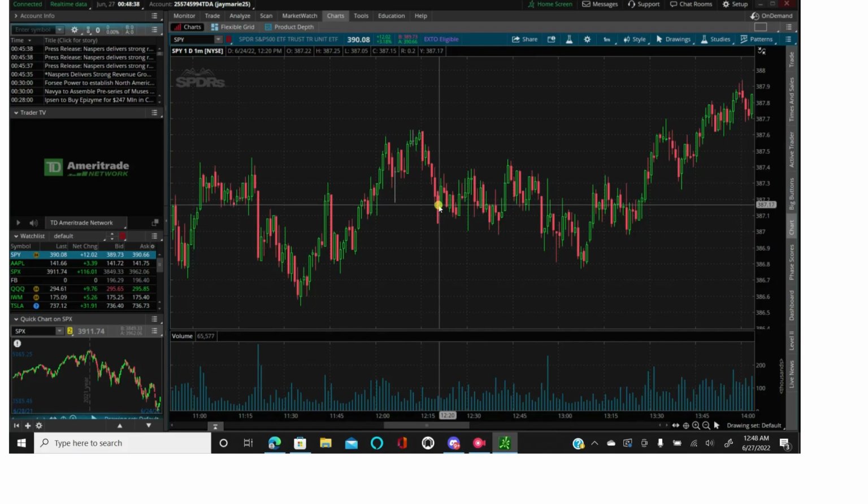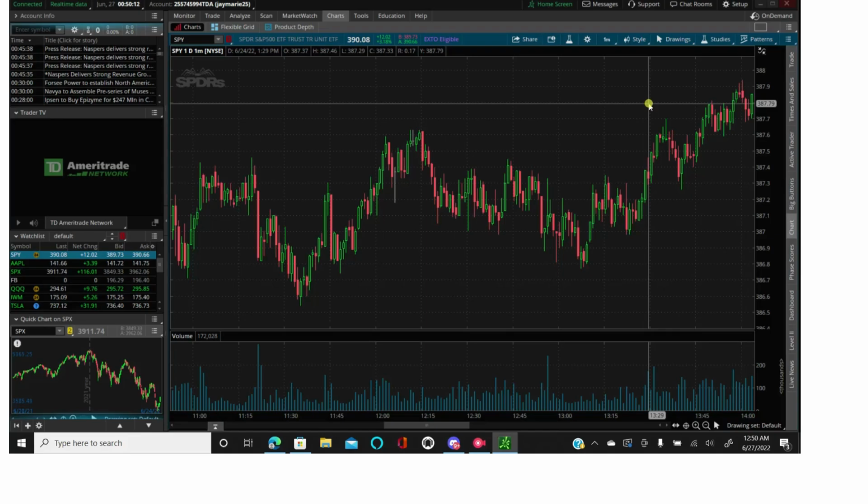Let's use this red candle because it has a wick. It opens at 387 and goes down within a minute, and it closes at 387.15. The highest that the stock got was 387.25, and the lowest that it got was 387.05.